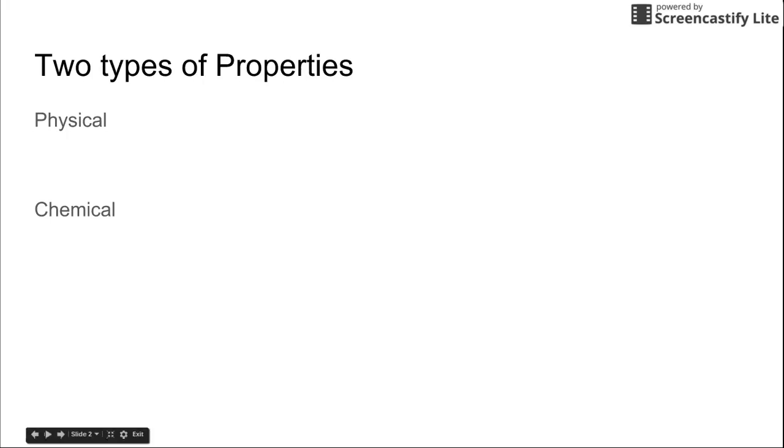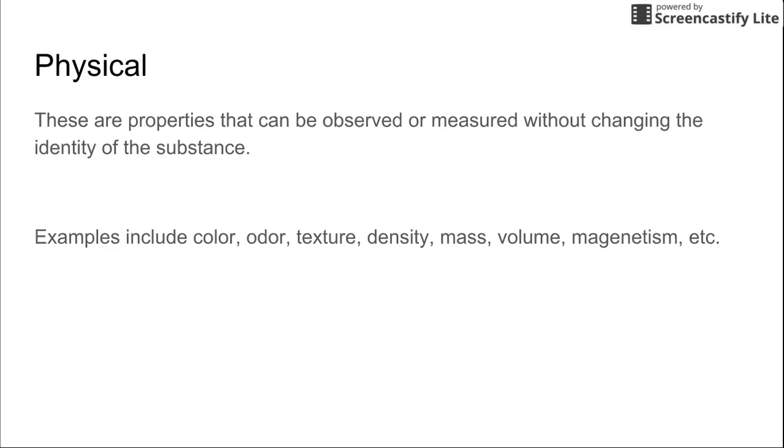There's two types of properties when you're talking about things, one is physical and one is chemical. Physical properties are the ones that you can observe or measure without changing the identity of the substance. Examples of physical properties include color, odor, texture, density, mass, volume, magnetism, and of course, others.